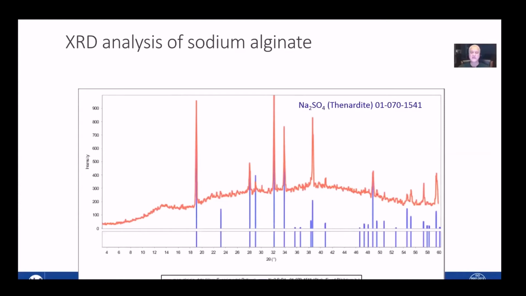If you do phase ID using the powder diffraction file, you can easily identify that the crystalline phase in this sample is sodium sulfate. So where does sodium sulfate come from? As you read through the paper, the sodium alginate was washed with sulfuric acid. Sulfuric acid reacted with some of the sodium, and it made the sodium sulfate. And the result is that when the paper claimed this was sodium alginate, it actually is not. And that's what editorial review will do for you to try and eliminate these kinds of mistakes.